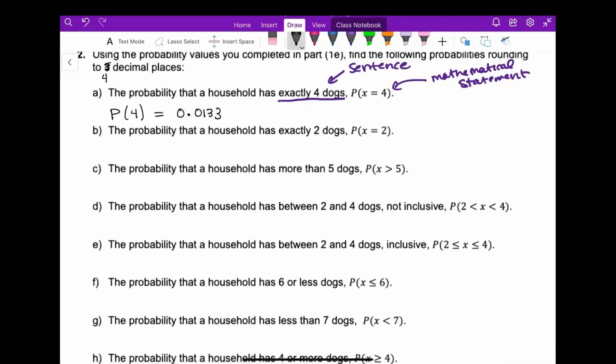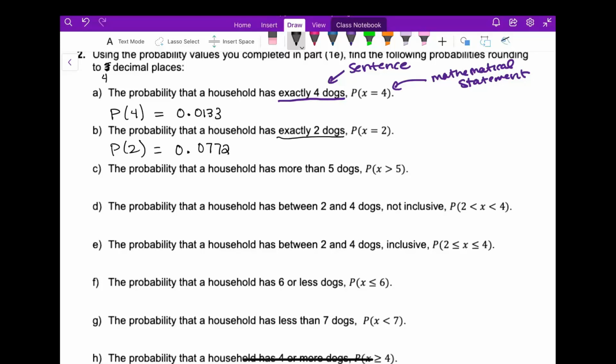B, the probability that a household has exactly 2 dogs. Exactly 2 dogs. We're looking at the probability of 2, and you just go and look at the table, and it says the probability is 0.772. Now, is this a high probability? Not quite, right? You're going to go to the house, knock on a door, and there's only going to be 168 households out of 2,000 that tell you that they have 2 dogs. It's not very likely. Well, in this neighborhood, at least, the one that's in our survey.